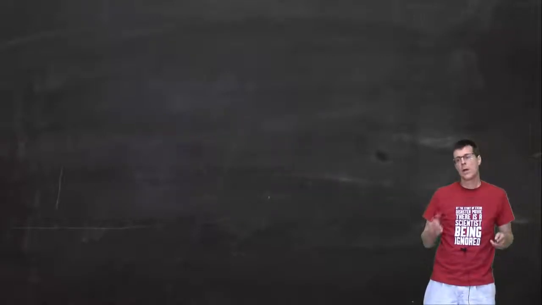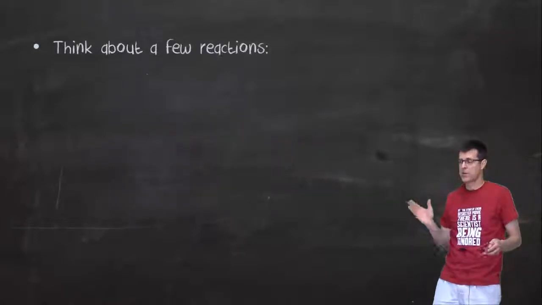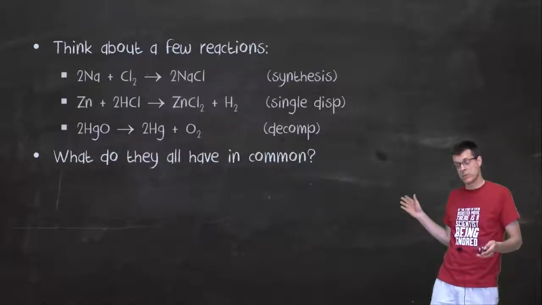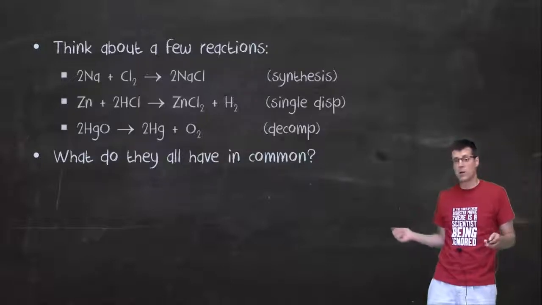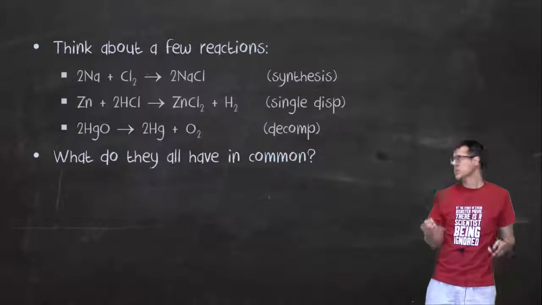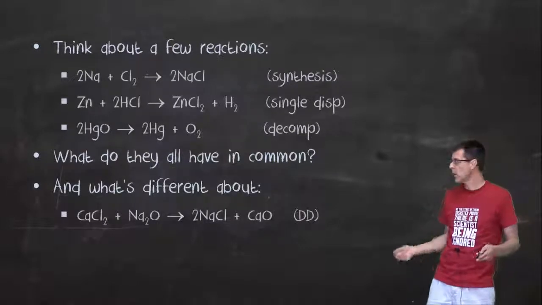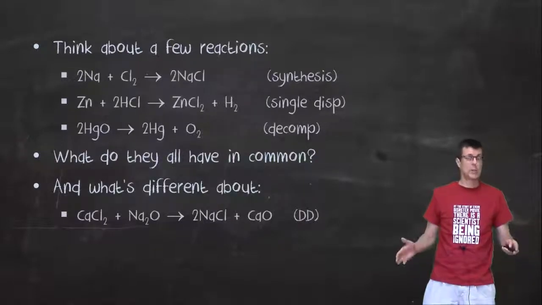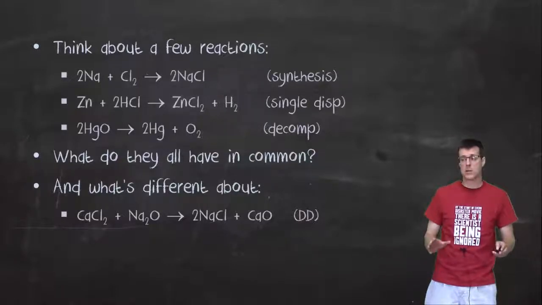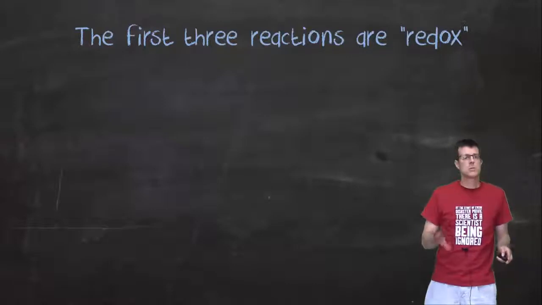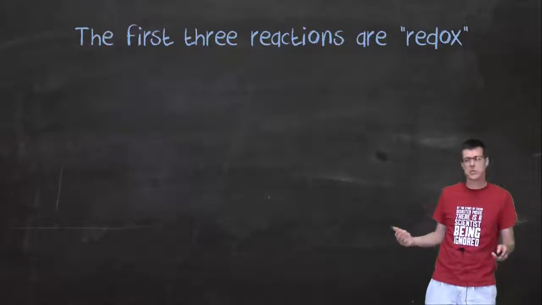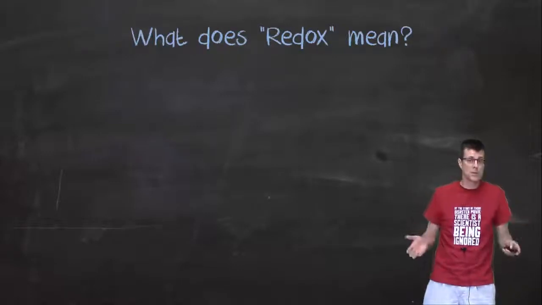Now we're going to start with what that means, but I want you to think about a few reactions, different types that we've seen. If I asked you to examine these and decide what all of these reactions had in common, it's not quite that obvious, so you might have a hard time doing it. And if I gave you another reaction set, it's quite different. And what's different about it? It would probably take you a while, again, because it's not obvious. But if I told you that the first three reactions were redox, that doesn't really help until we know what redox means. So what does redox mean?